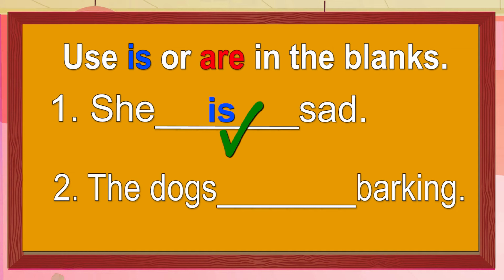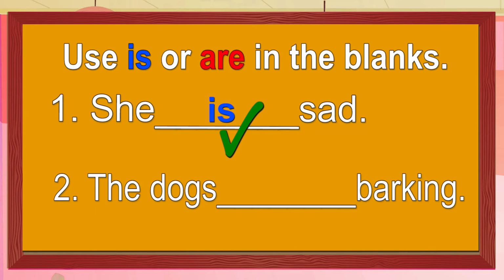She is sad. So if you have she are sad, I'm sorry, that's going to make me sad now because that is incorrect. The correct sentence is she is sad. I-S, is. Do you have that? If you have it, put a tick at the end of your sentence. Great job. Let's look at number 2.